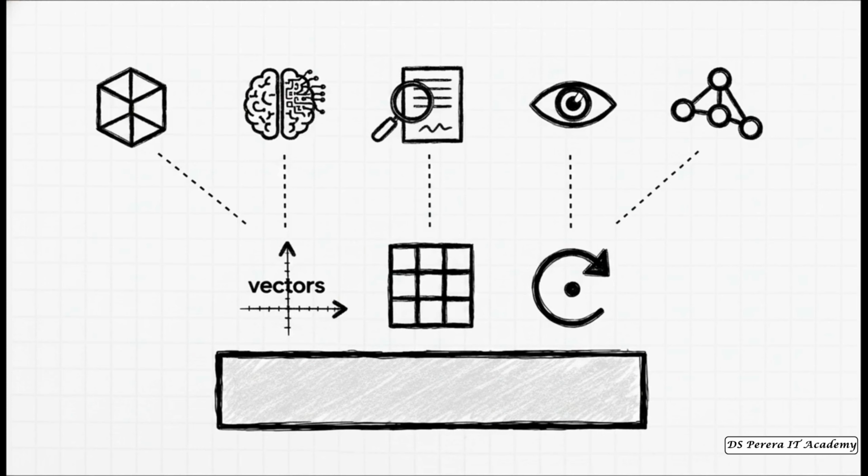And these concepts are used in several key application areas, which we're going to cover one by one.